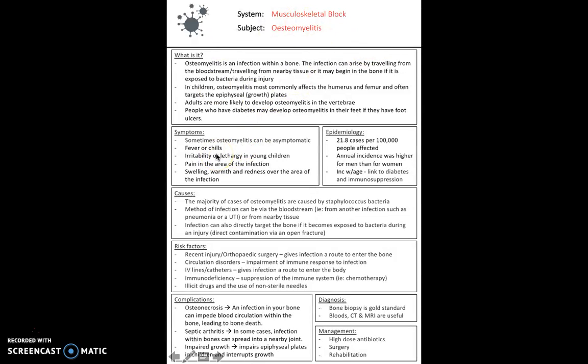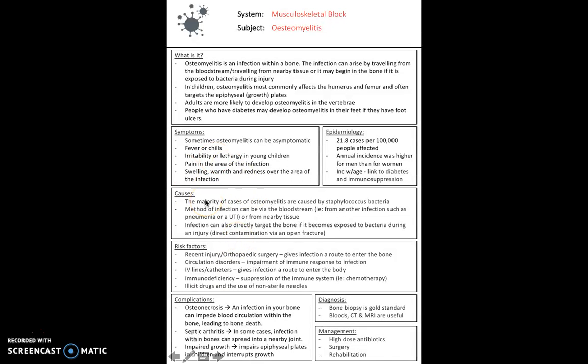So sometimes osteomyelitis can be asymptomatic, but in many cases it'll cause fever or chills, irritability or lethargy, pain in the area of the infection, as well as those classic signs of inflammation and infection, so swelling, warmth, redness over the area of where it is infected.